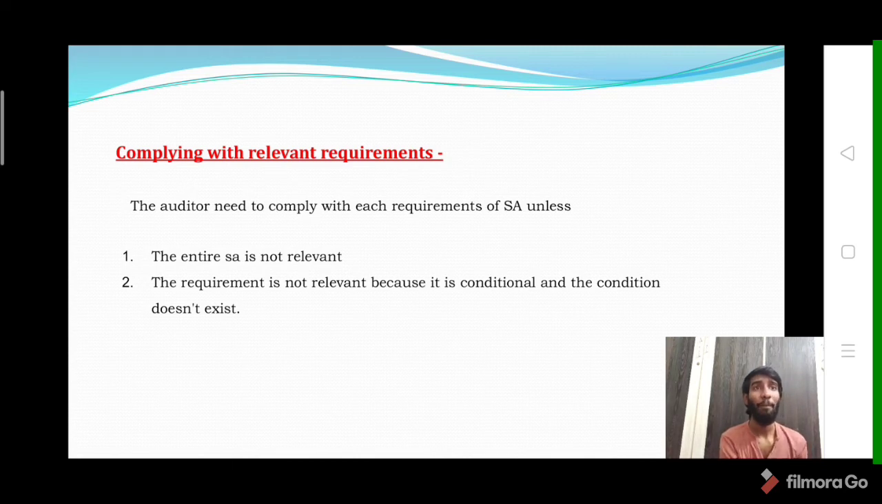Okay, but in exceptionally rare circumstances, the auditor may judge it necessary to depart from a relevant requirement in an SA. So generally, as we said, we need to follow everything whatever they mention in the standard. But in some exceptional cases, the auditor may depart from that requirement. Okay, the auditor performs alternative procedures to achieve the aim of that requirement. In such circumstances, the auditor will perform additional procedures.